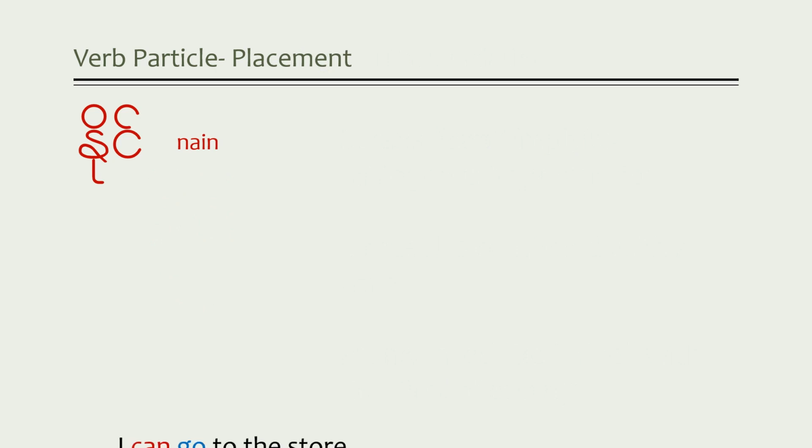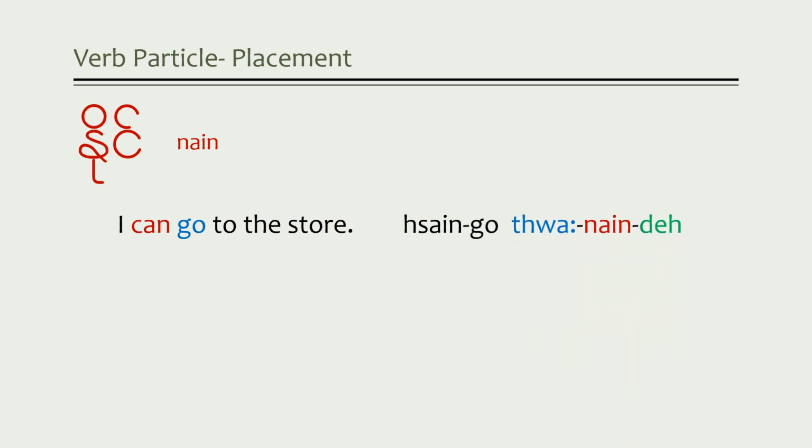Now let's look at how to place it in a sentence. For the sake of simplicity, I'm going to use this sentence. I can go to the store. In Myanmar, it's sango toa nain de. Now here's the verb particle combination, in the reverse order of English. You should be getting used to that by now. Instead of can go, it's go can. Lastly, we have to add the final particle. In this case, it's de, which is the affirmative particle.